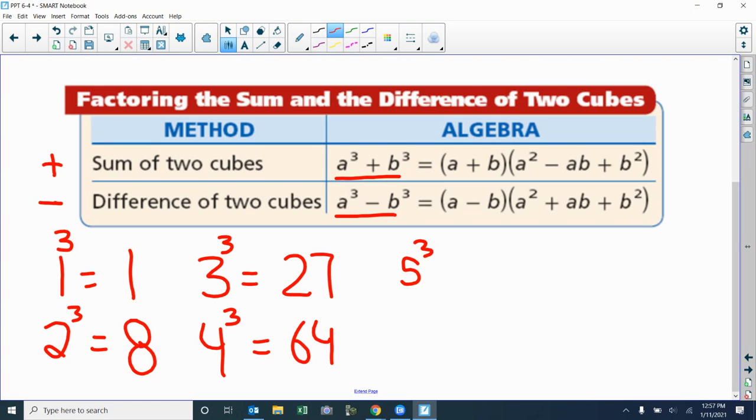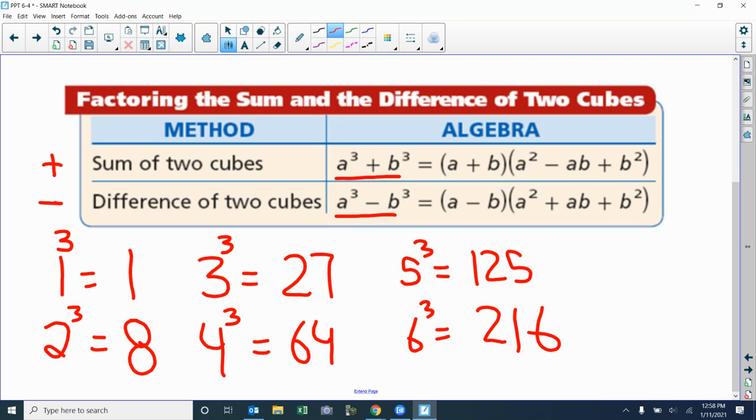5 to the third. These numbers get big pretty quickly. 5 to the third is 125. Right. 6 to the third. Okay. 6 to the third? Anyone? Correct. 216.